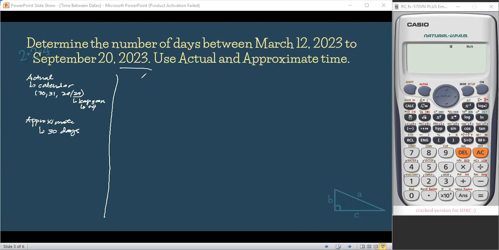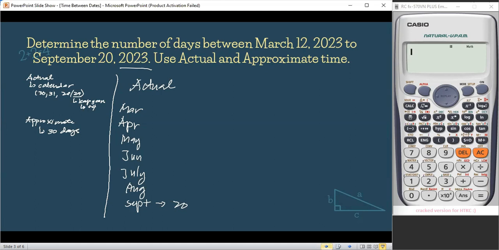So first, let us have the actual time. So sabi nga po natin, di ba, kung ilan po yung number of days sa isang month sa calendar, yun po yung sa actual. So we have March po, start tayo sa March, April, May, June, July, August, September. At sa September po siya nag-end, kaya September 20, 20 po dapat yung ilalast natin.